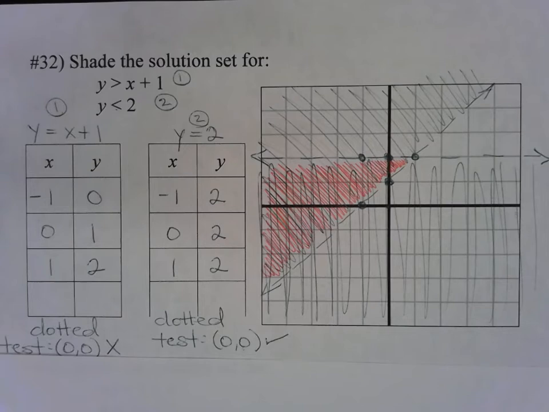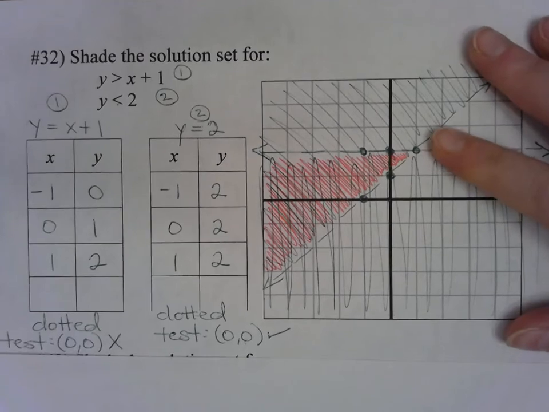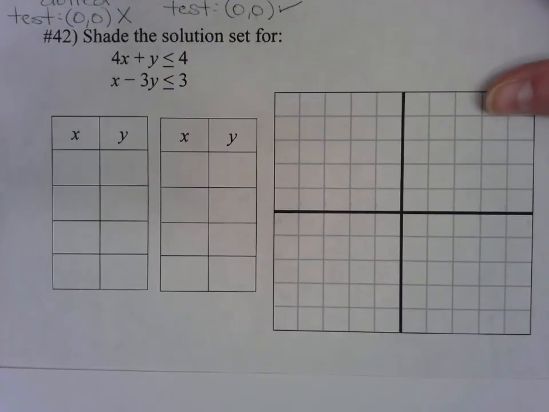Okay, so that's the basic idea, right? We take each line, we graph them, solid or dotted, individually, we do their shading, and then wherever their shading overlaps is our final solution. Let's try one more, then we'll call it quits.